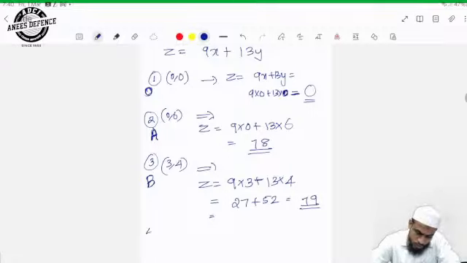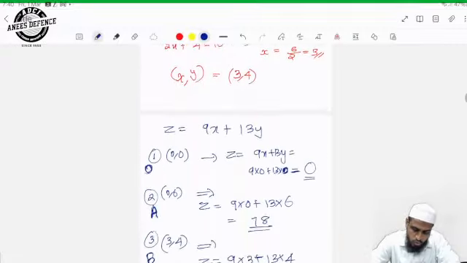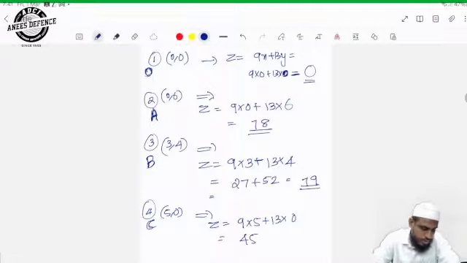Then point number 4. What is point number 4? 5 comma 0. That is point C. 5 comma 0. Substitute in this equation, 9x plus 13y. So 9 into 5 plus 13 into y. Y means 0. So you are getting answer 45.